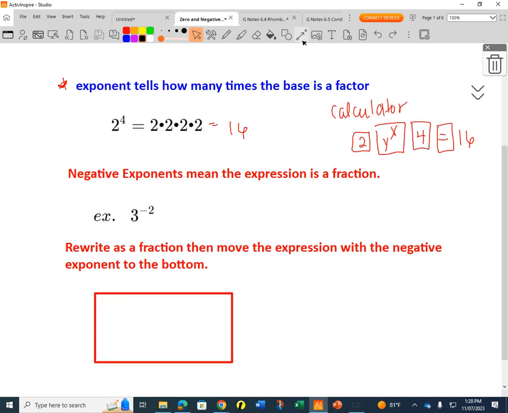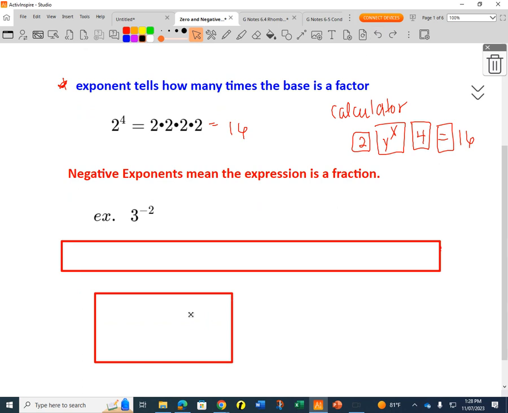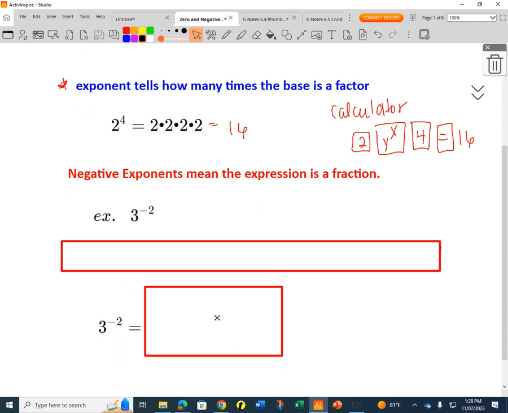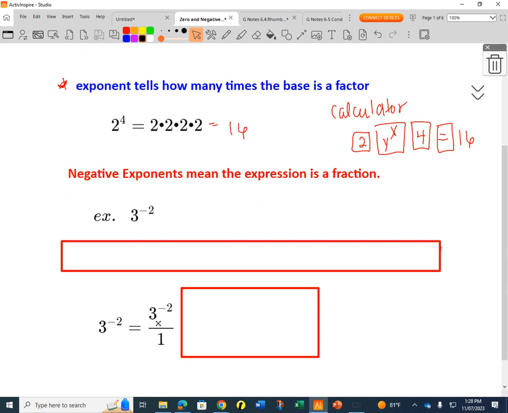Actually, let me show you and then I'll let you write it. Just pause for a second. We're going to rewrite it as a fraction. So we're going to write it as 3 to the negative 2 power over 1. Don't write anything right now. Just watch me. Just watch and I'll give you time to write. Just wait for a second. Alright, so this was our example. If we make it a fraction, that means you're just going to put it over 1.